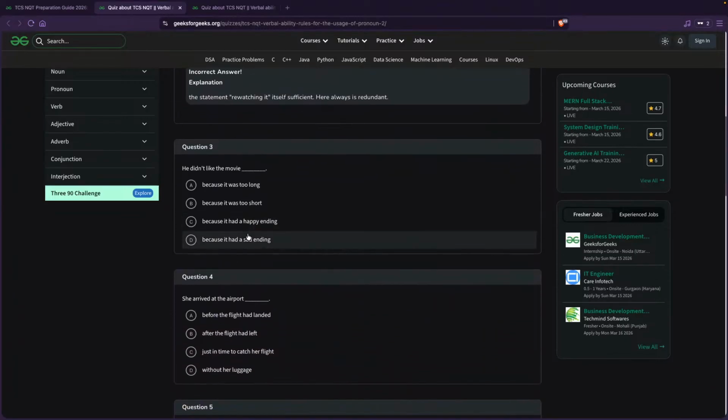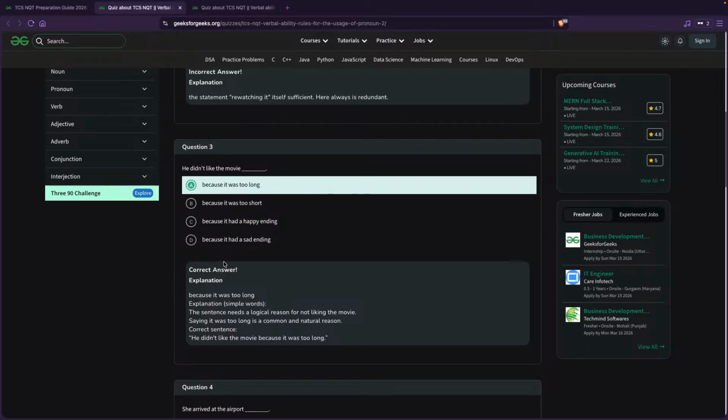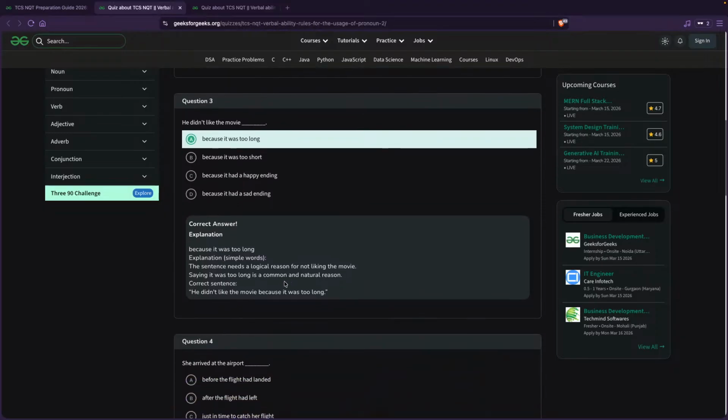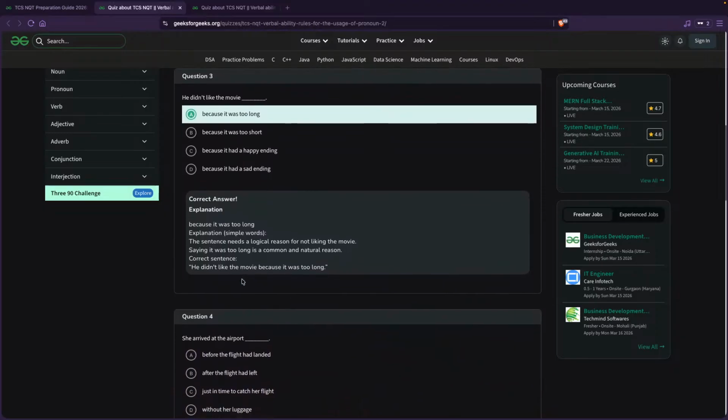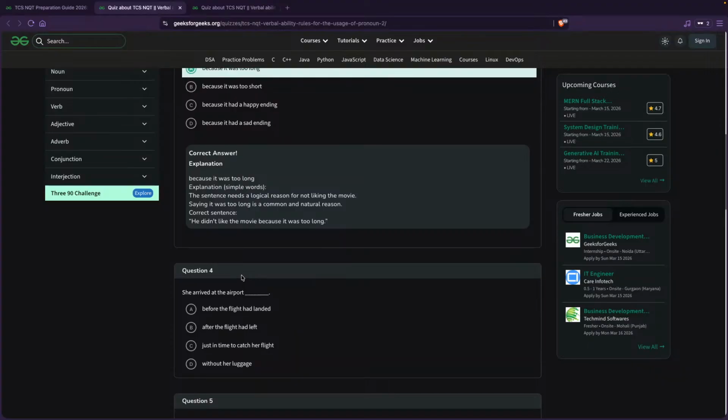He didn't like the movie because it was too long, because it was too short, because it had a happy ending, because it had a sad ending. I think the answer will be because it was too long. The sentence needs a logical reason for not liking the movie. Saying it was long is a common and natural reason.